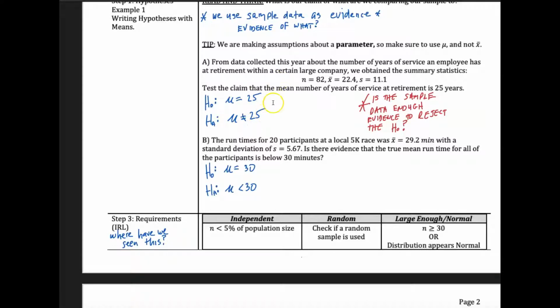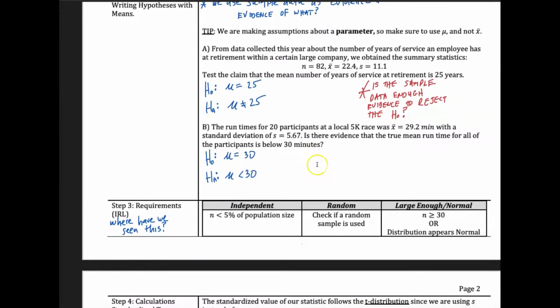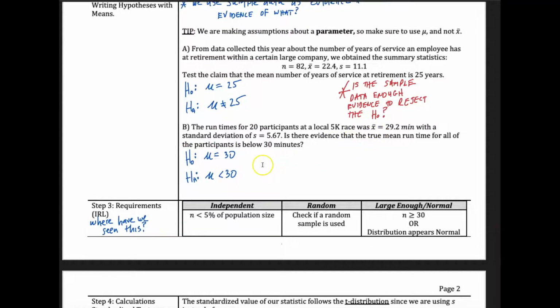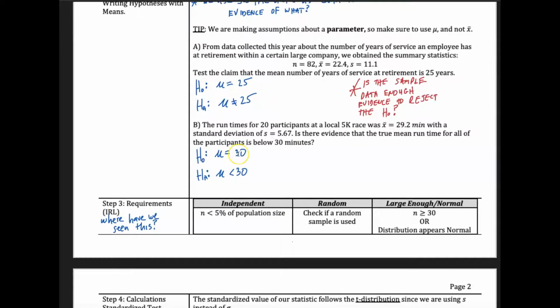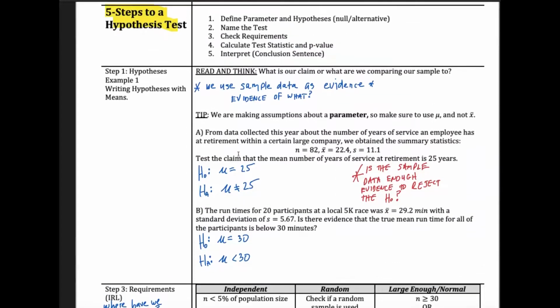And don't forget the units here. I don't have units here, but there should be some units when you think about 25 what? 25 years. And in this case, is there evidence that the true mean runtime for all participants is below 30 minutes? And so we have the null and the alternative. Is this sample data enough to reject the null hypothesis? So that's your step 1.